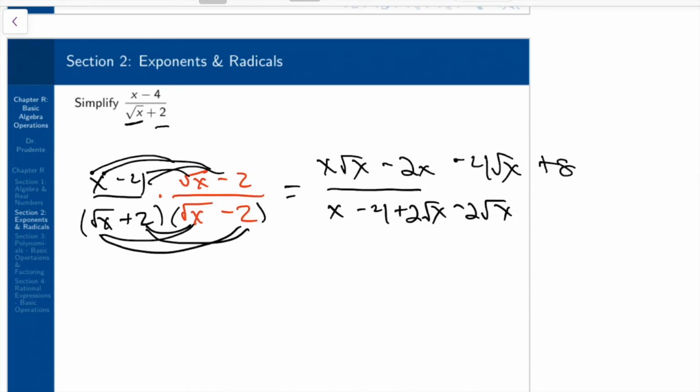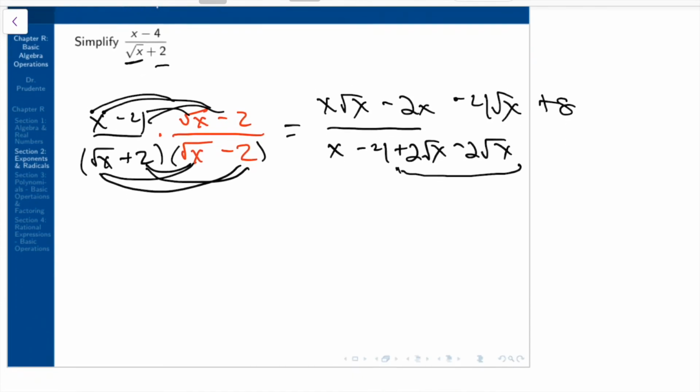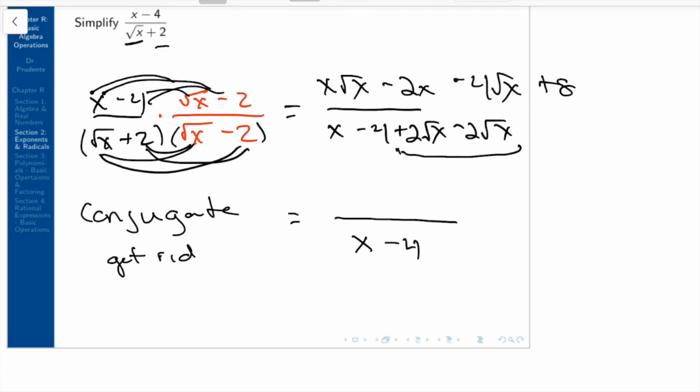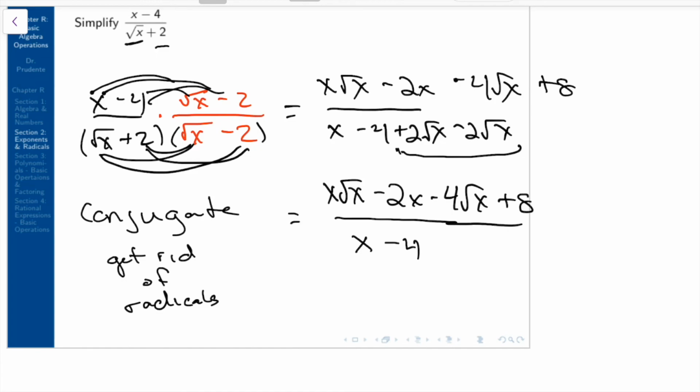And if I look at this expression, plus 2 root x minus 2 root x, I notice that the root x's will cancel. And my whole denominator will just simplify to x minus 4. And that's the power of the conjugate. It will get rid of radicals. And I'm just left with my kind of messy numerator. That's about all we can do with the numerator.